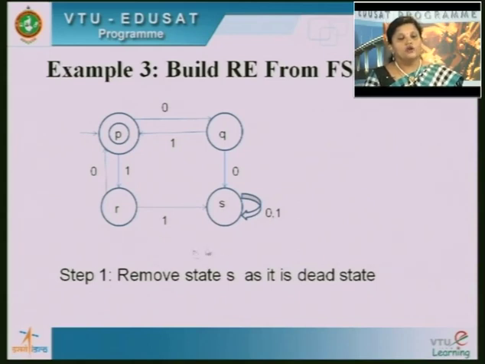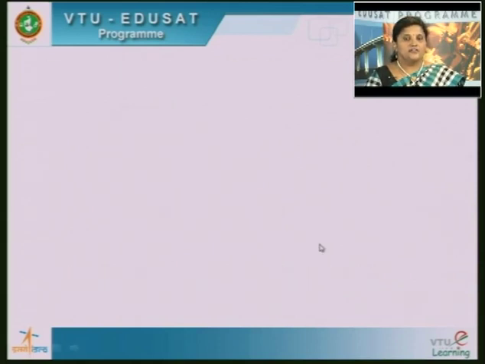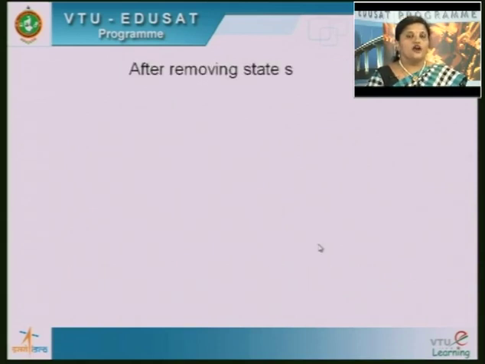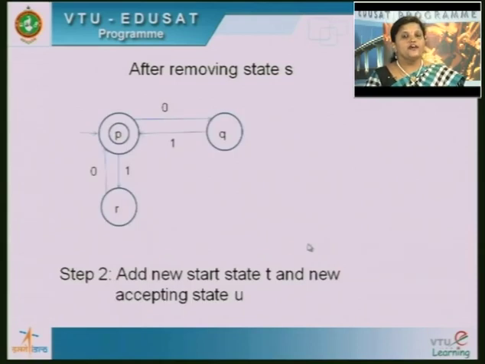So step 1: you remove the state S as it is a dead state. After removing state S, we have it like this. State S has been removed and its transitions are also not necessary, so you will be left with only P, Q, R. Now, since the start state is also an accepting state, we have to put one start state and one accepting state.